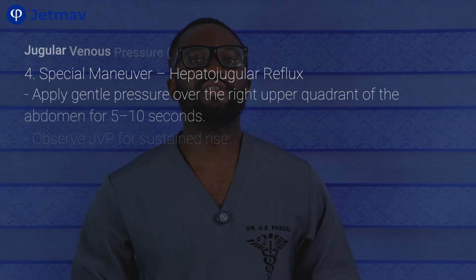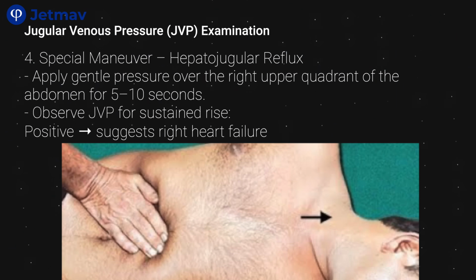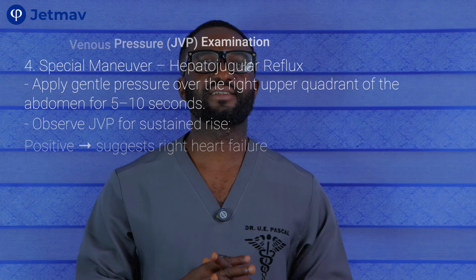So when it comes to the jugular venous pressure, there are certain maneuvers you can actually do. The commonest one we do is the hepatojugular reflux. Here you apply pressure over the right hypochondrium. You apply this pressure for 5 seconds or up to 10 seconds. Then you observe the JVP. There should be a sustained rise of the jugular venous pressure just by mere inspection. By so doing, the hepatojugular reflux will be positive. So that's one of the maneuvers we do for jugular venous pressure. And when this maneuver is positive, it usually suggests a right heart failure.